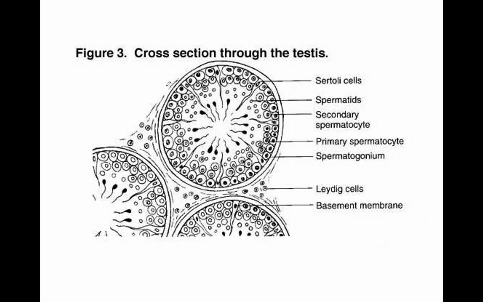So in the cross section through the testis, if I just draw on here, this is a mature spermatozoan. I'm just going to put this label in here. So mature spermatozoan. The development of those mature spermatozoan begins with the spermatogonium, then the primary spermatocytes, secondary spermatocytes, the spermatids, and eventually the spermatozoan.